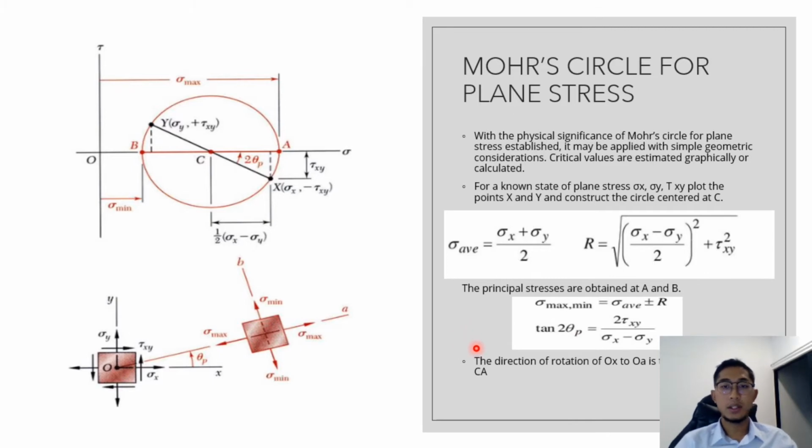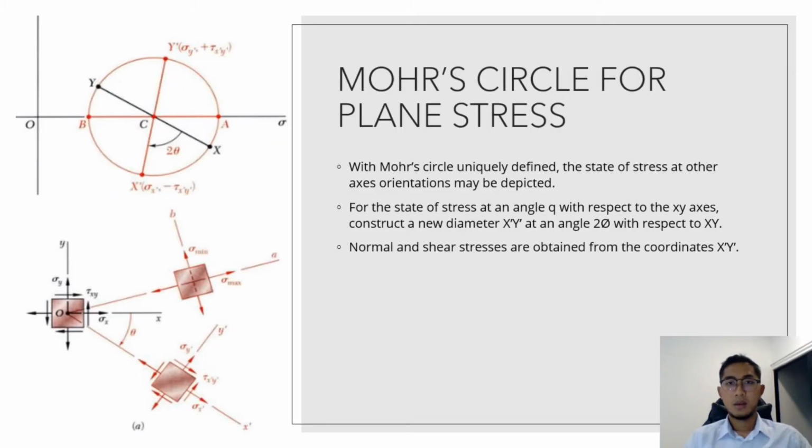For your information, the direction of rotation OX to OA is the same as CX to CA. Mohr circle for plane stress. With Mohr circle uniquely defined, the state of stress at other axis orientations may be depicted. For the state of stress at an angle theta with respect to the xy axis, construct a new diameter X prime Y prime at the angle 2 theta with respect to XY. And normal and shear stress are obtained from the coordinates of X prime Y prime.